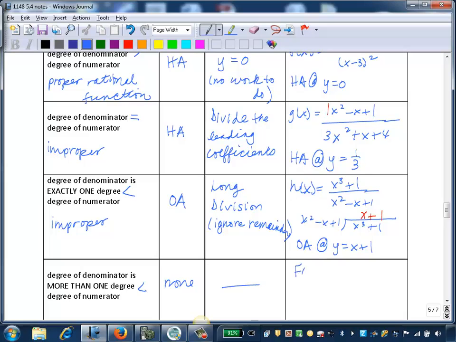So an example of this would be f of x equal to 2x to the 5th over x cubed minus 2. So if we compare the degrees here, the degree of the denominator is more than 1 degree less. It's 2 degrees less than the degree of the numerator. So that means we have no horizontal or oblique.